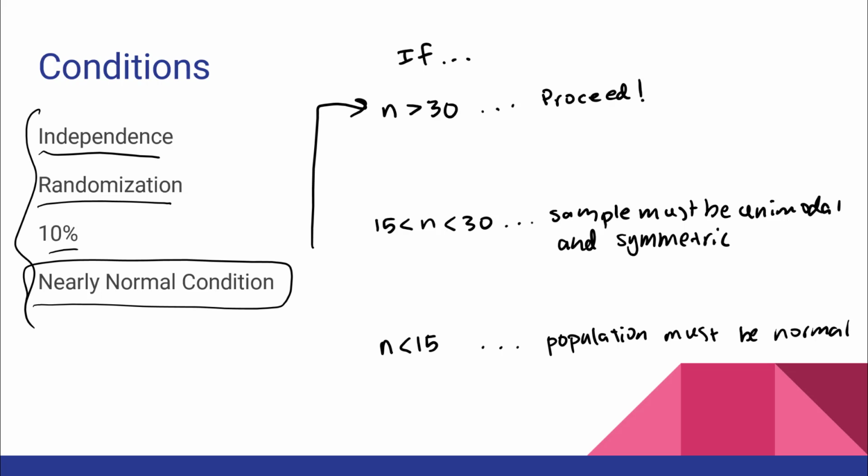And finally, if your sample size is under 15, then your population has to be strictly normal. That means that the original distribution has to be a normal model. For example, if we only sampled 10 cows, then in order to create a confidence interval, the weights of all American cows has to follow a normal distribution.